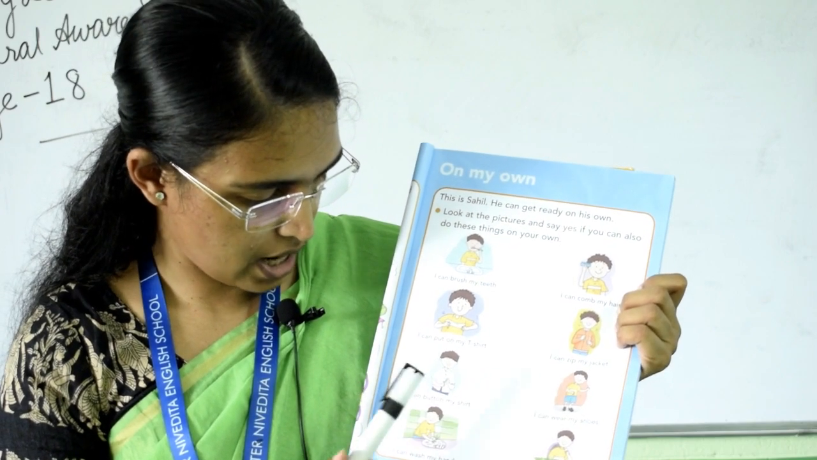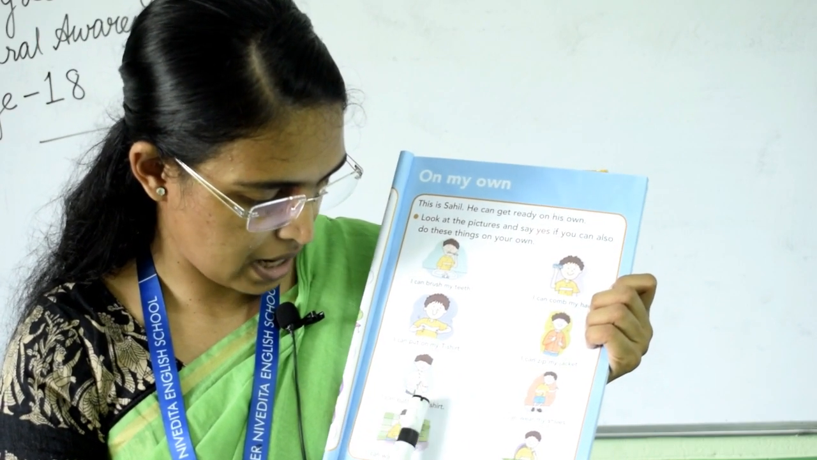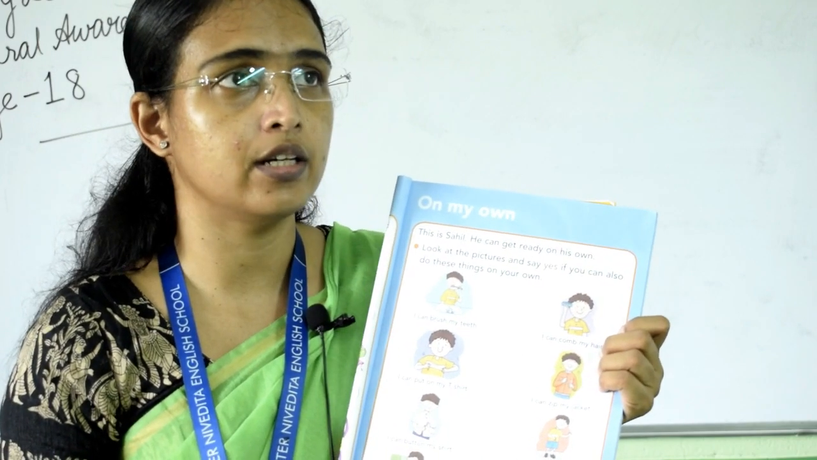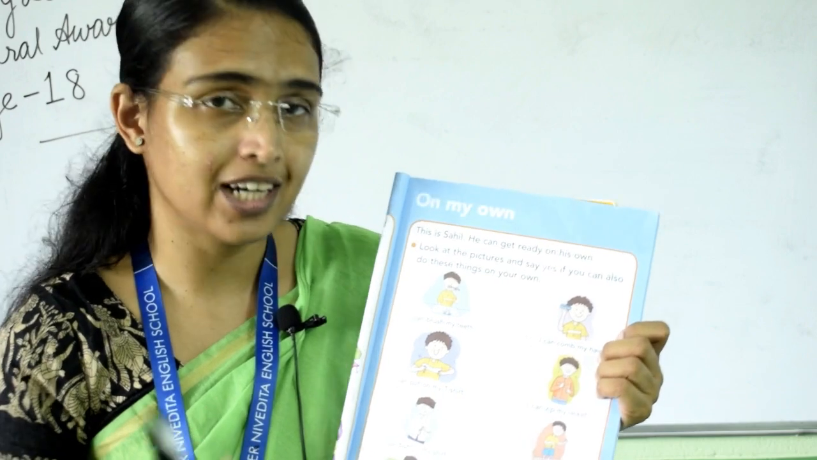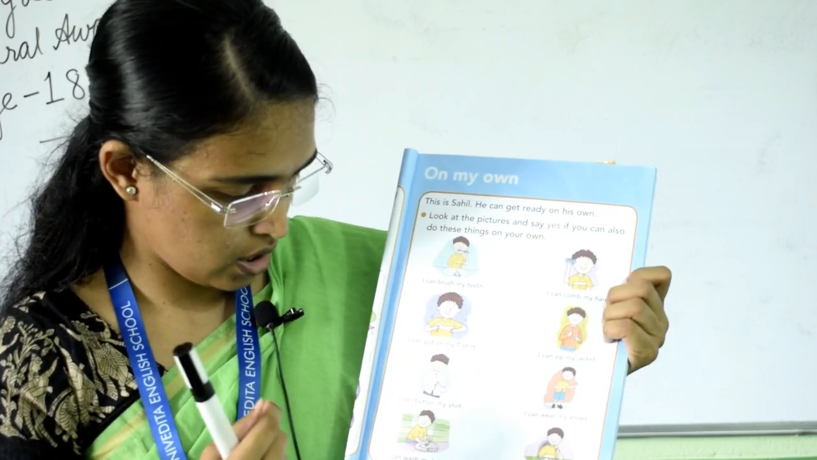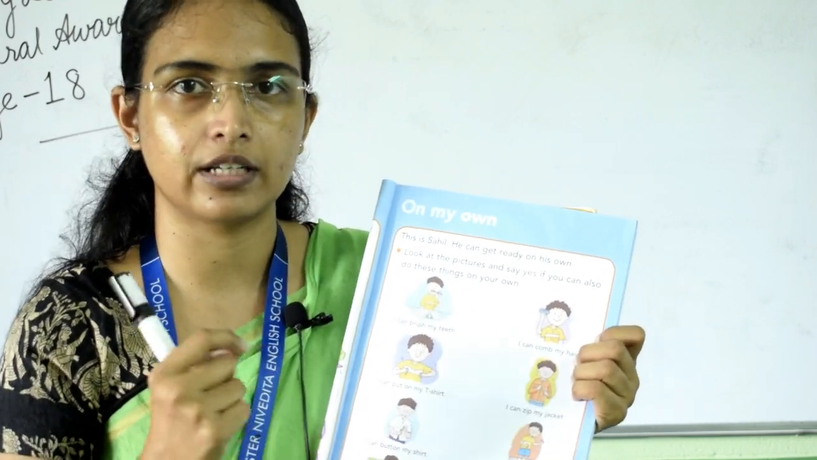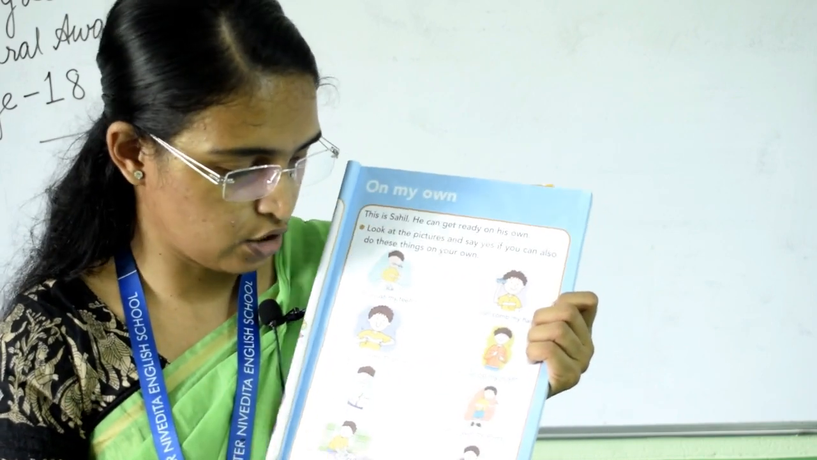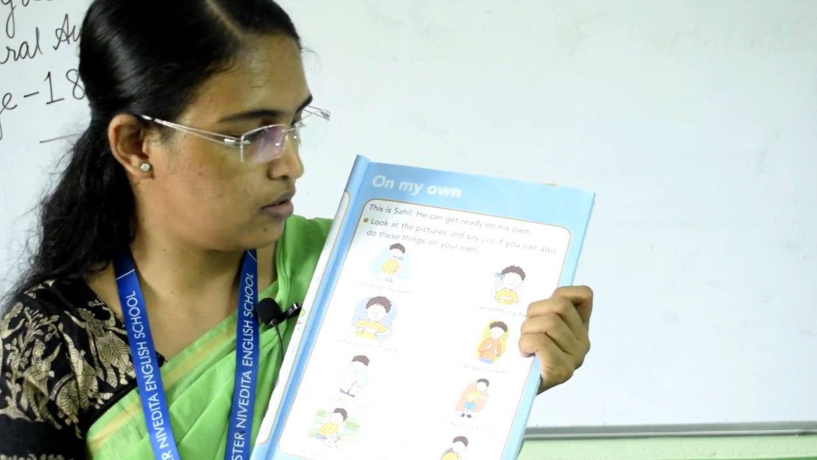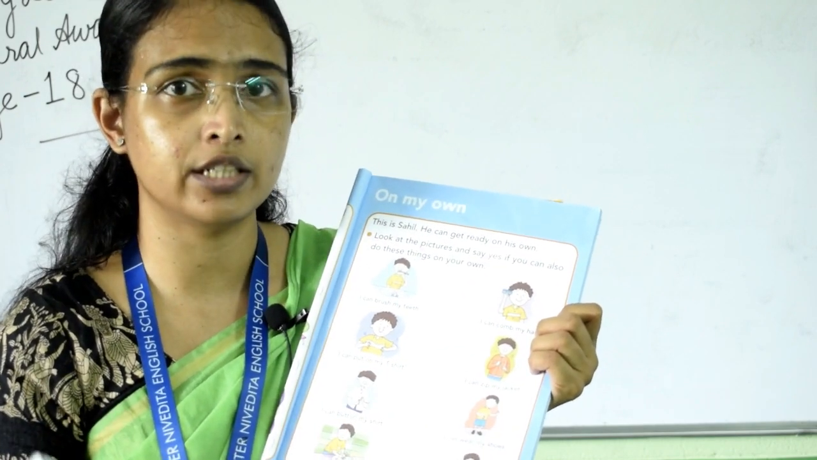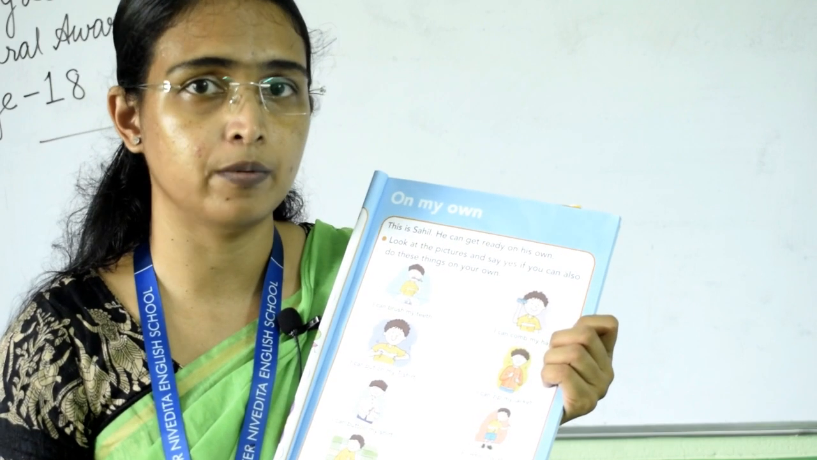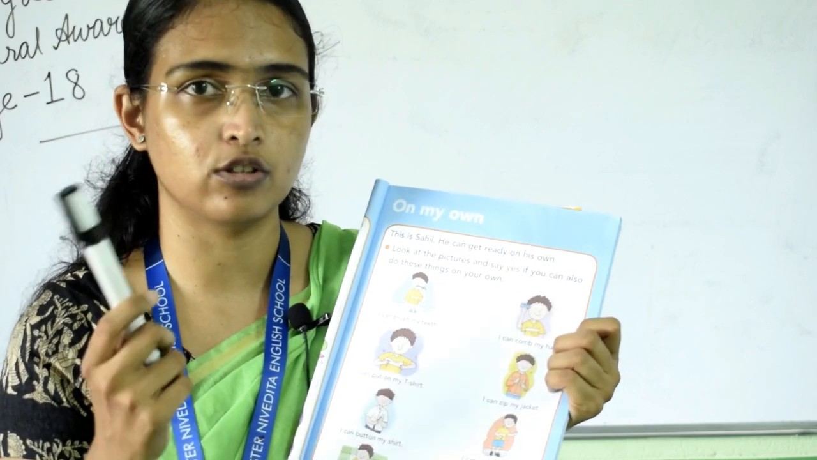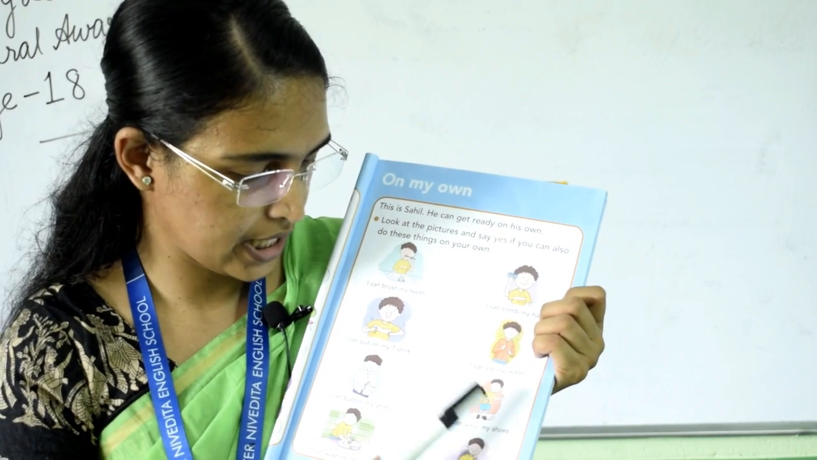Now what is he doing? I can button my shirt. When he is wearing a shirt, he buttons his shirt by himself. Can you button your shirt by yourself? Yes, very good. If you don't know these things and you want your parents' help, then learn how to do these things by yourself. Okay, now next, what is he doing?